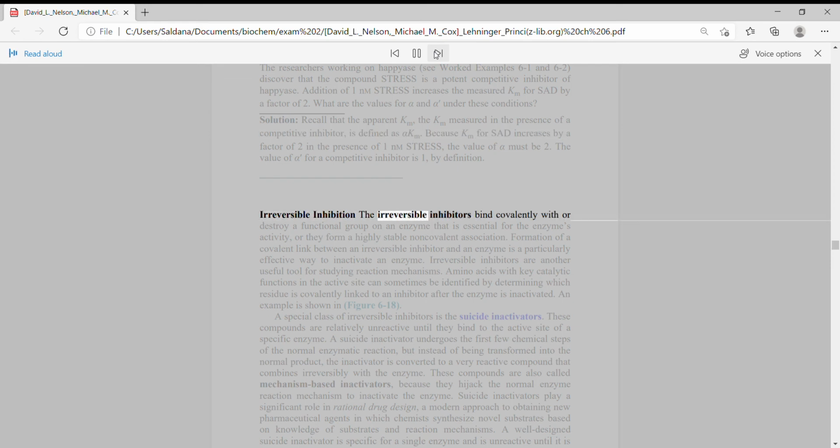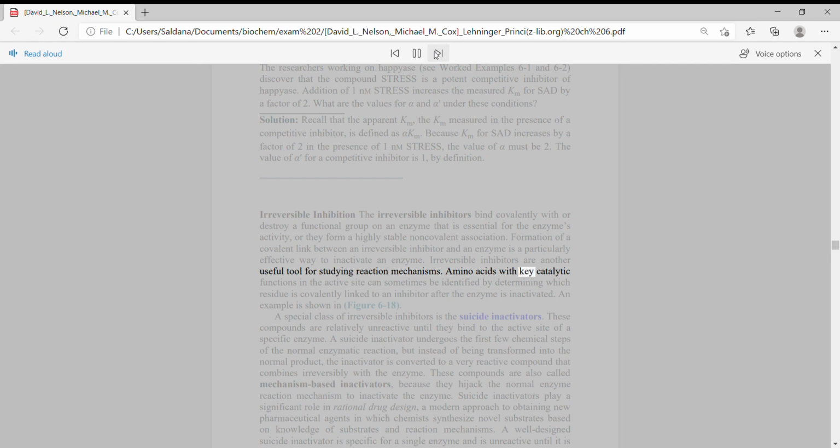Irreversible inhibition. The irreversible inhibitors bind covalently with or destroy a functional group on an enzyme that is essential for the enzyme's activity, or they form a highly stable non-covalent association. Formation of a covalent link between an irreversible inhibitor and an enzyme is a particularly effective way to inactivate an enzyme. Irreversible inhibitors are another useful tool for studying reaction mechanisms.